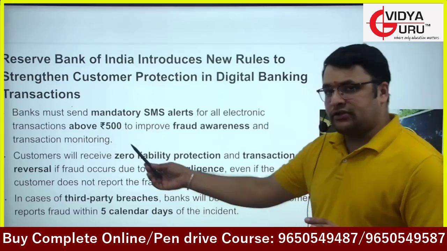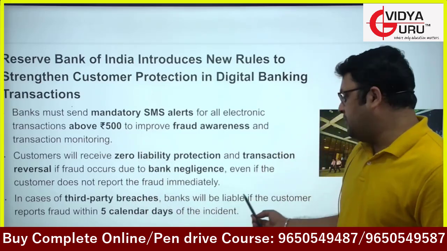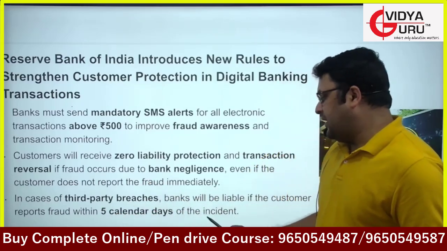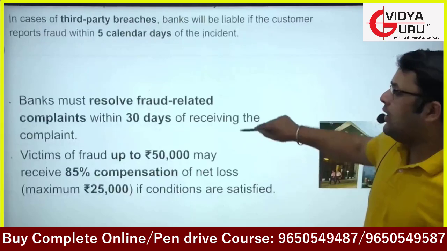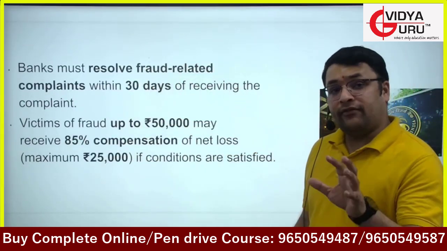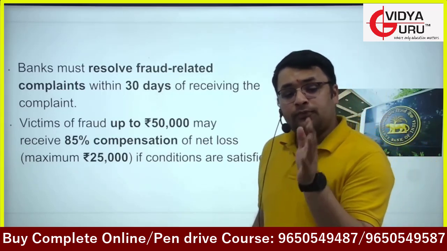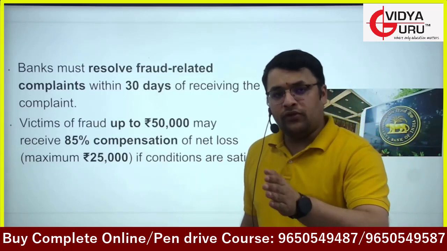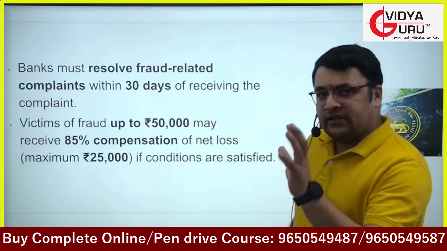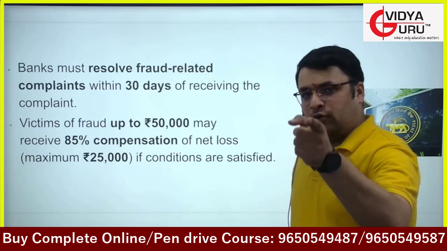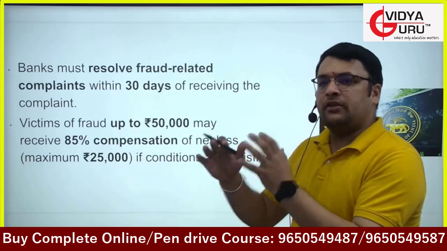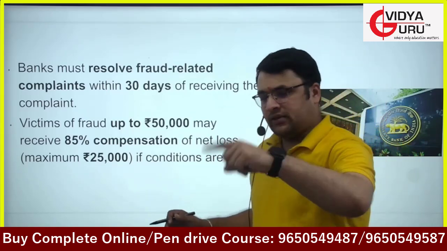Apart from that, in case of third-party breaches, I told you that banks will be liable if the customer reports fraud within 5 calendar days of the incident. Now coming to this, we have also studied the one-time compensation of 25,000 rupees by RBI if a small value digital fraud has happened with you, up to the value of 34,000 or 35,000. So 70% of it will be compensated to you by RBI, 15% by your bank, and the rest 15% will be the loss that will have to be borne by the customer only.